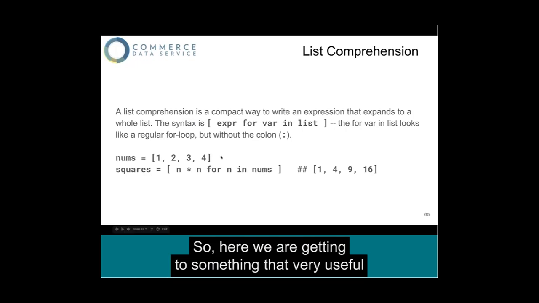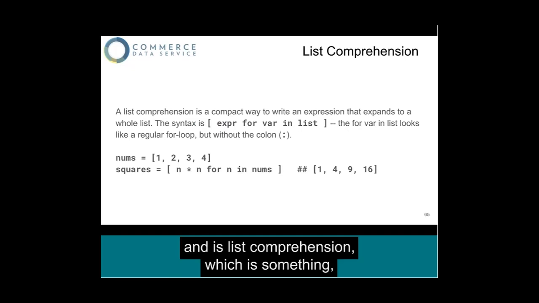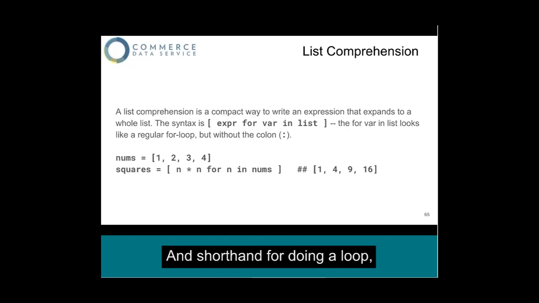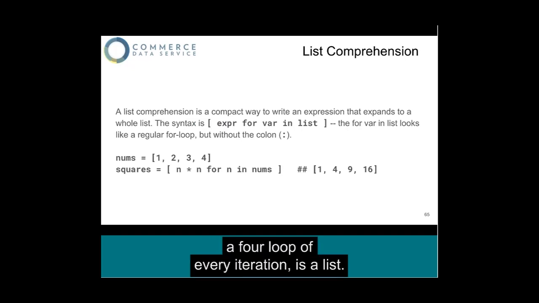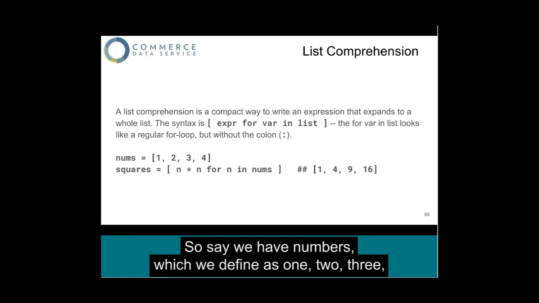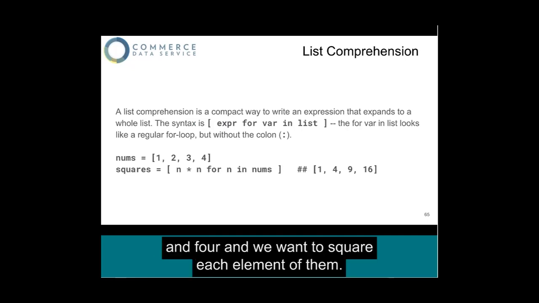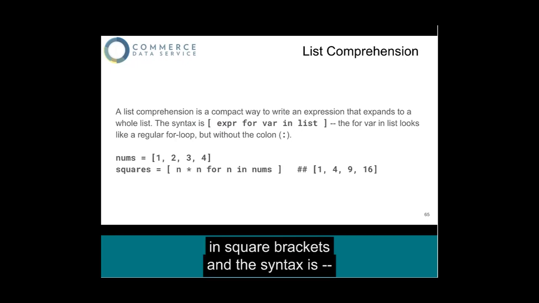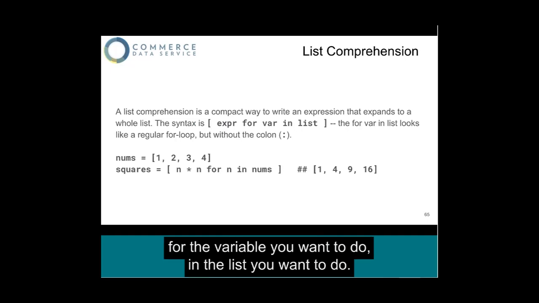So here we get to something that's very useful, and it's list comprehension, which is something I think as you master it will be more and more useful. It's shorthand for doing a for loop over every element in the list. So instead of writing for something in a list, do this. This is shorthand for that. So say we have numbers, which we define as 1, 2, 3, and 4, and we want to square each element of them. The way to do that is to put it in square brackets, and the syntax is square brackets, the expression you want to do, for the variable you want to do it for, in the list you want to do it on.